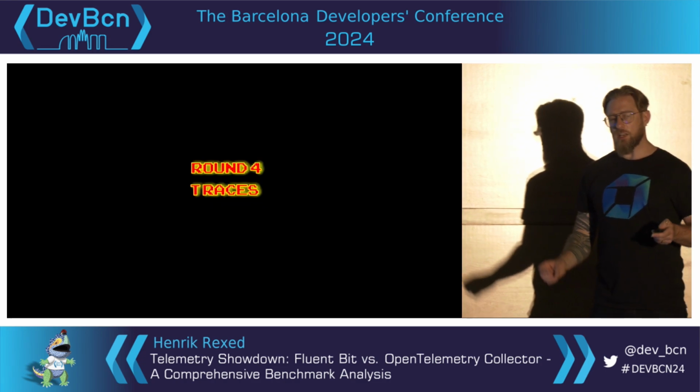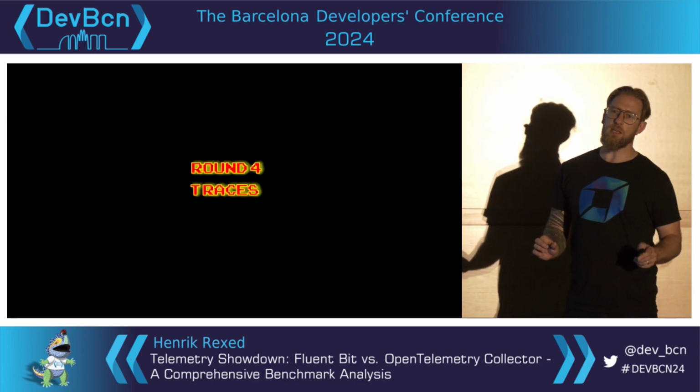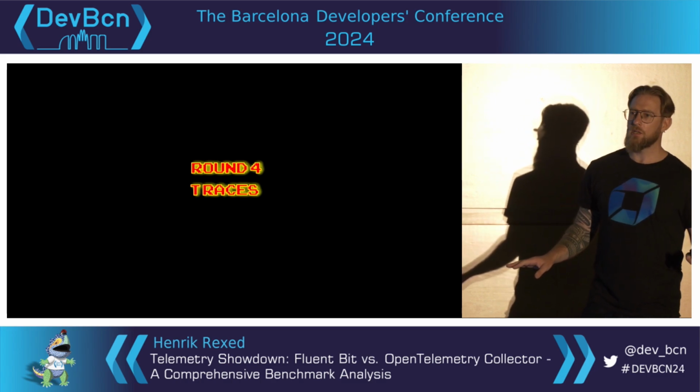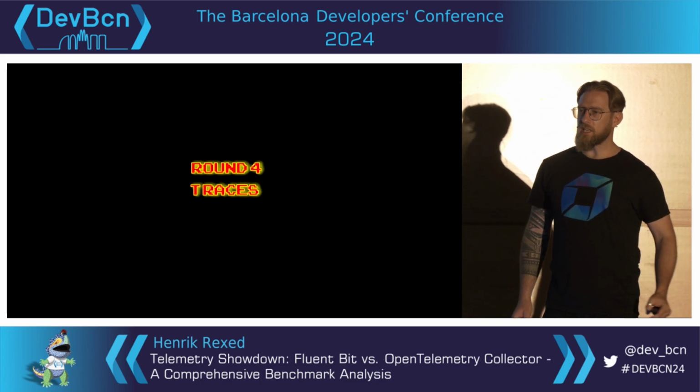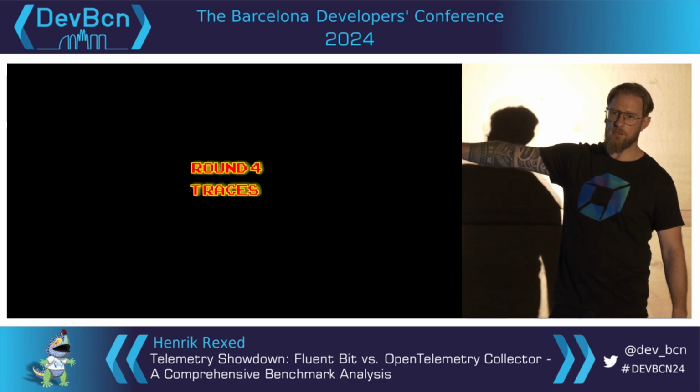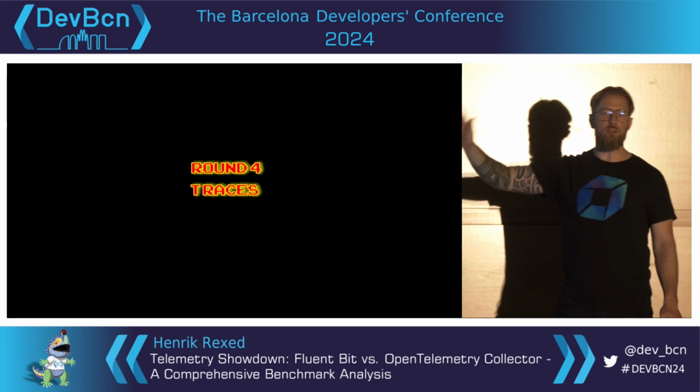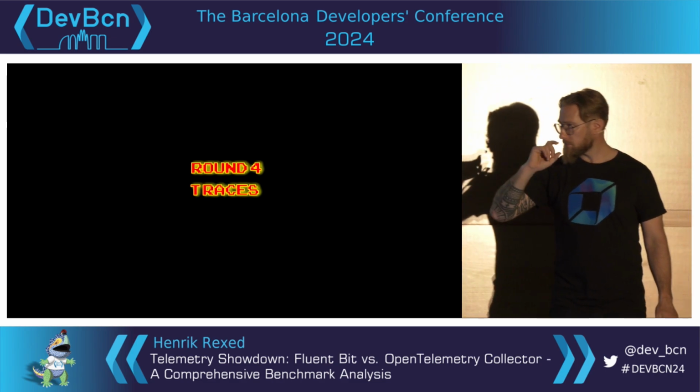So I would say for metrics, clearly for me, there are no questions. If you have to deal with metrics at high scale, with a lot of data, go for the collector. Go for the collector for the features that you need for your metrics.